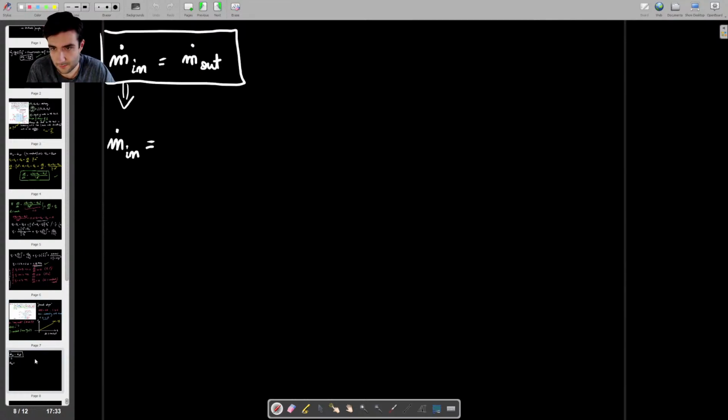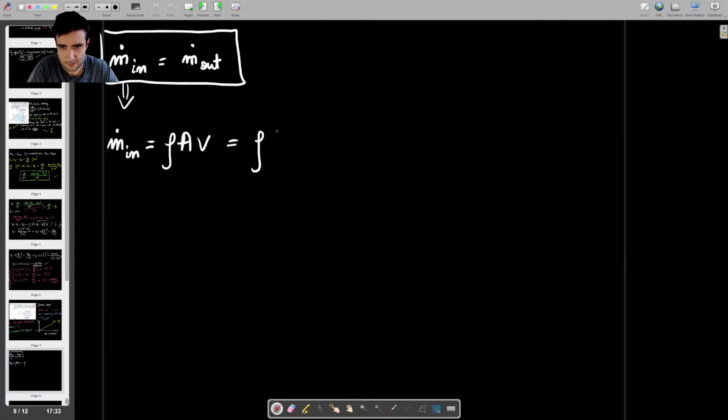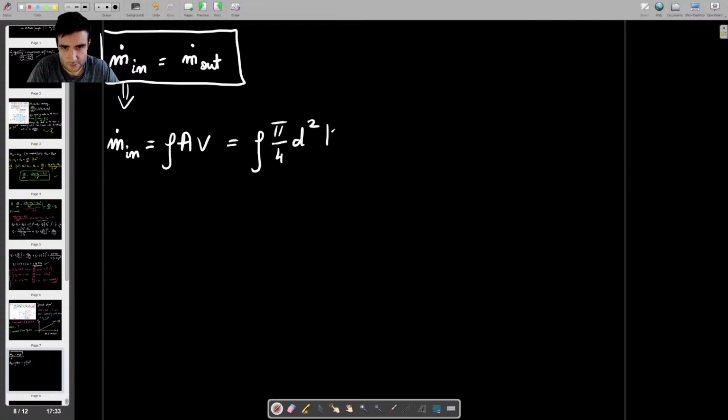And the mass flow rate in is going to be equal to rho AV. That's the general formula. So in this case, it's equal to density. We know that the inlet has a diameter, so it's a circular cross-section. So this is pi over 4 d squared. And the velocity is kt. So the velocity is kt, like this. So clearly the mass flow rate in increases with time, right? Because it's based on velocity, and velocity increases with time. So clearly the mass flow rate also increases with time.